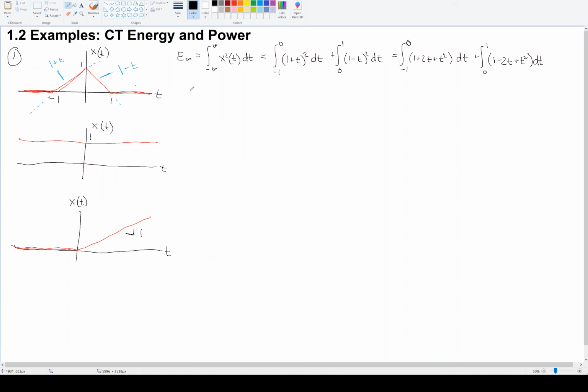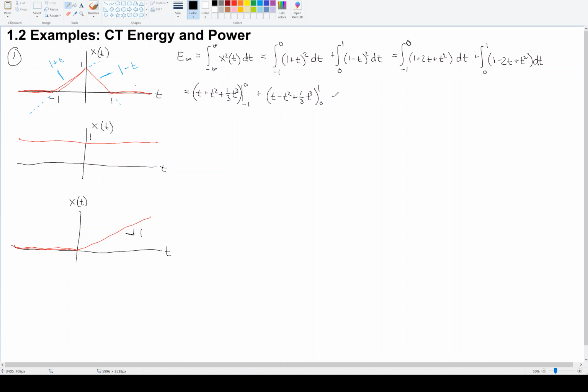Okay, so now we need to integrate this. The 1 becomes a t, then I have plus t squared plus 1/3 t cubed from -1 to 0. Then, integrate the second piece: that's t minus t squared plus 1/3 t cubed from 0 to 1.